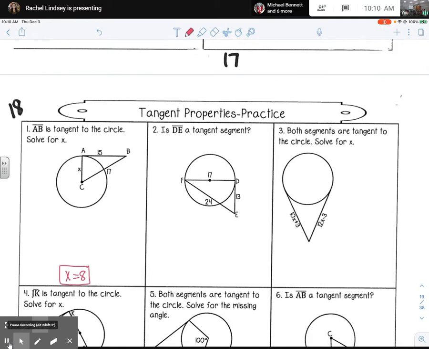Okay, so I'm going to skip number 1. Number 1, x equals 8. Just do the Pythagorean theorem on that.